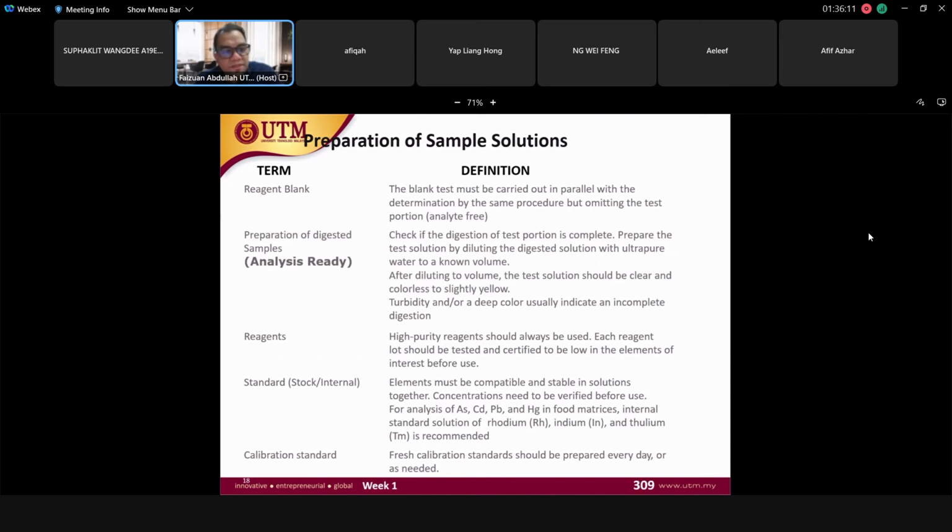Okay, and then preparation of digested sample, the reagents, the standard. This is the known concentration, or the stock or internal elements that you use at known concentration. You need to prepare the series of calibration solutions to teach the instrument. And then we have the calibration plot.